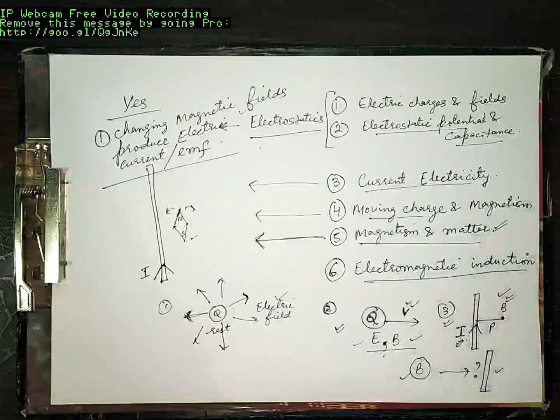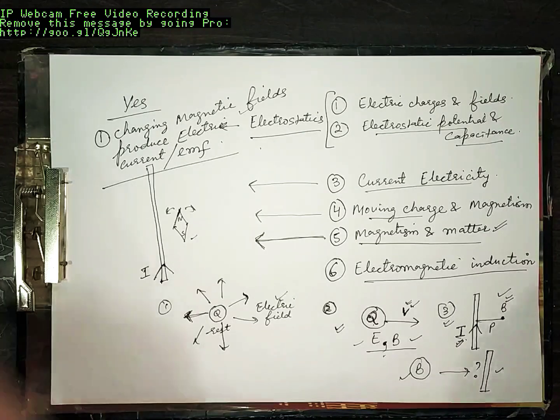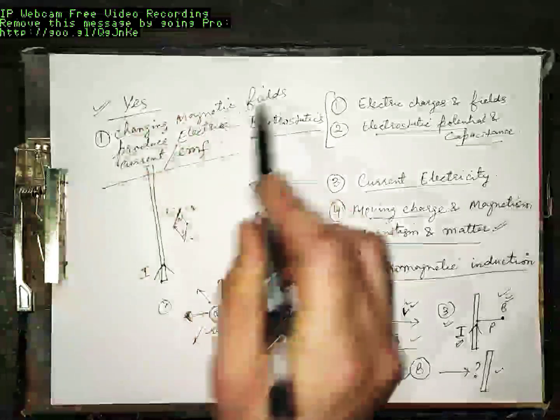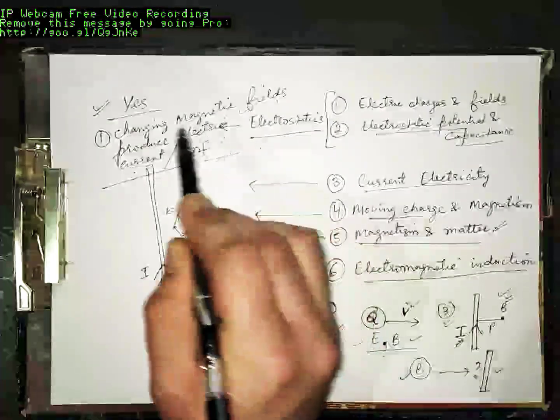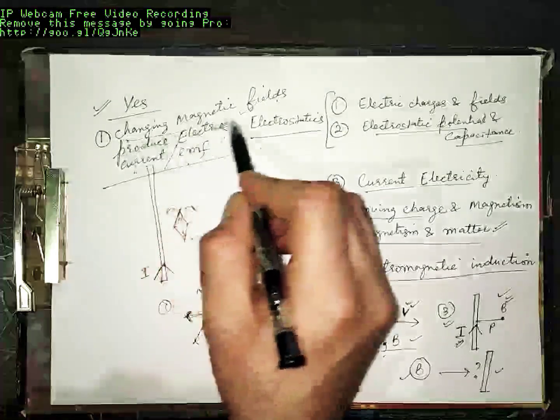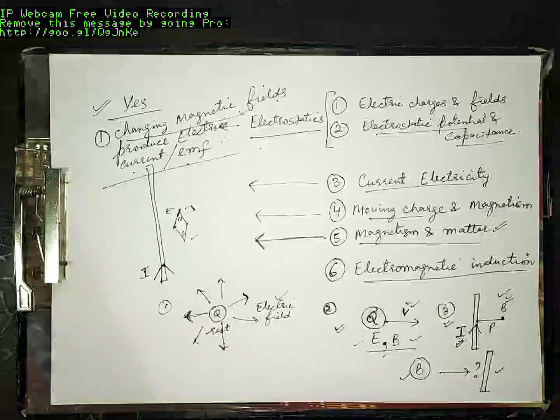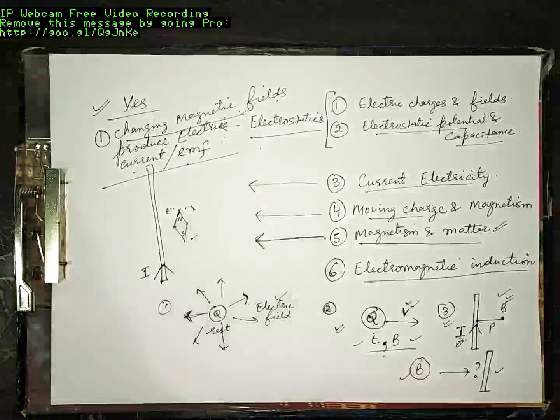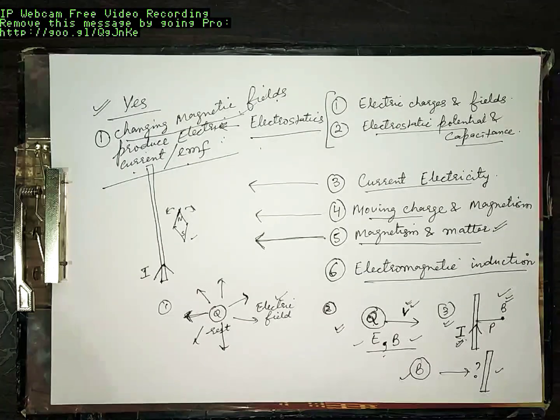So the question that we asked today is, can magnetic fields produce EMF? The answer to this question is yes. Magnetic fields do produce electric current, or EMF, but not magnetic fields, the changing magnetic fields will produce. So you should remember this. I will come to why changing, not magnetic field. The changing magnetic fields produce EMF. Fine.